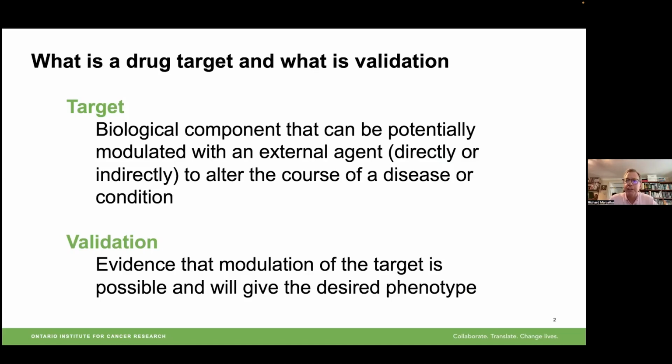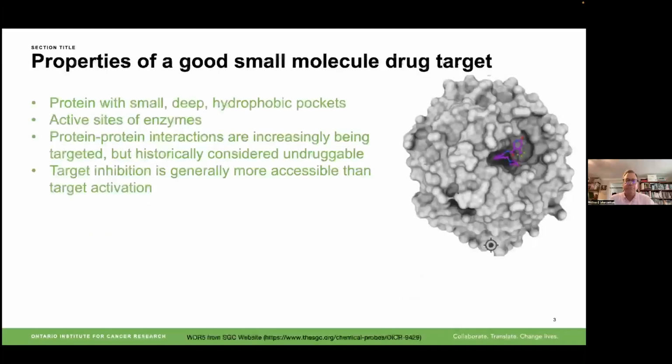When we talk about validation in our terms, we would like to start with some evidence that modulation of our target is, first of all, possible. It's a druggable target and will give us the desired phenotype to help alleviate the disease. For a small molecule binding site, a protein needs to have a deep hydrophobic pocket. Drugs are almost always hydrophobic. They're not too charged or they won't get into a cell at all. The active sites of enzymes are good examples of those kinds of pockets.